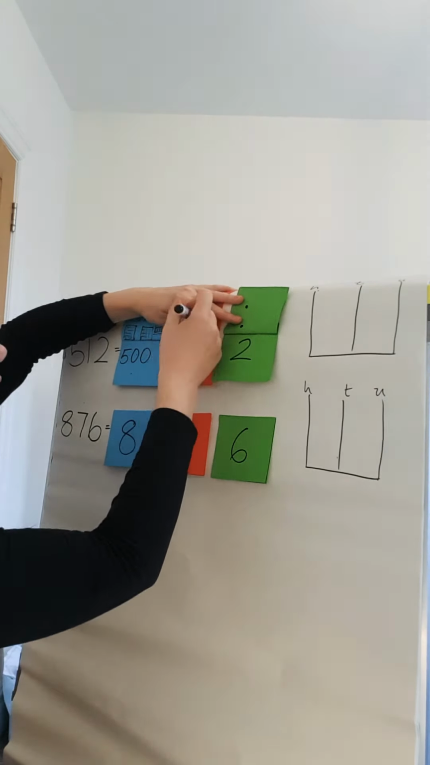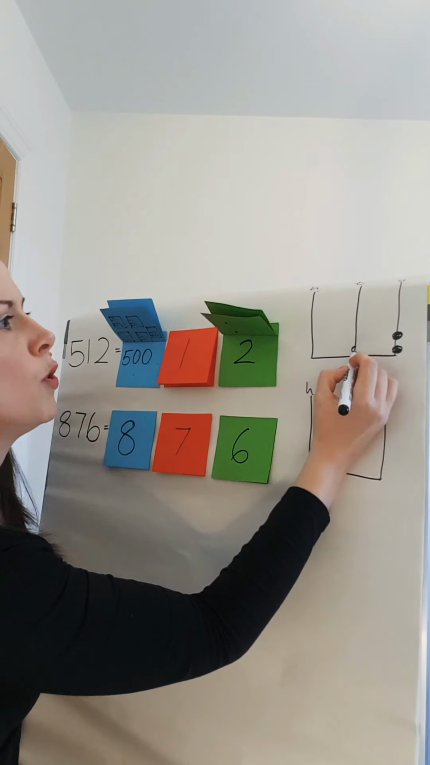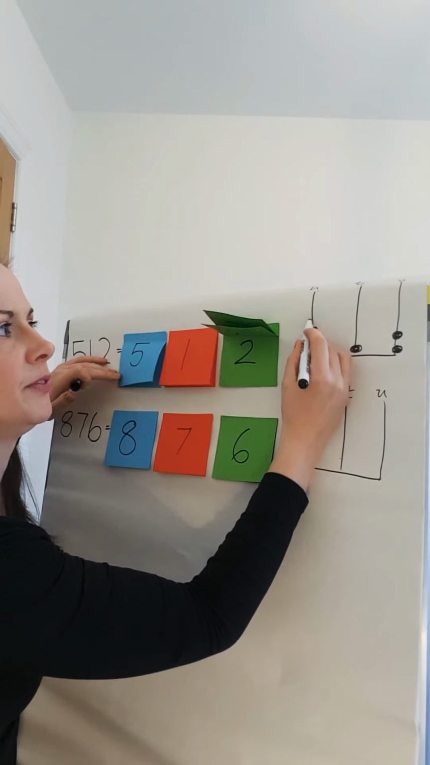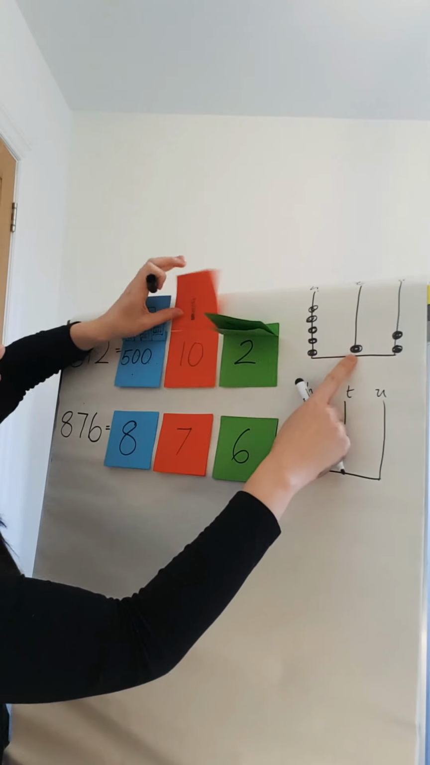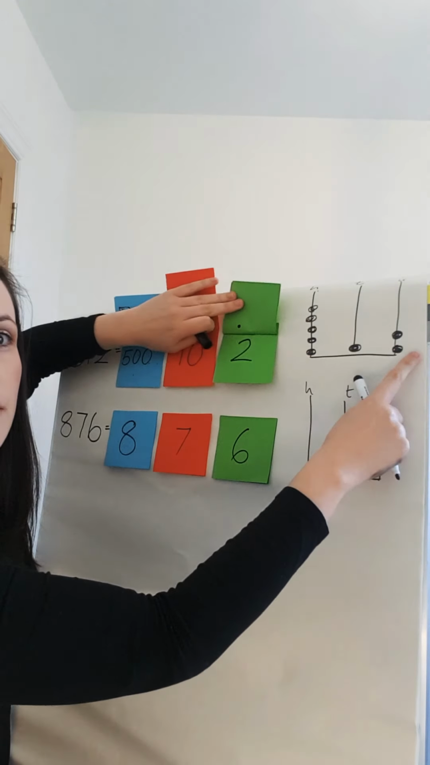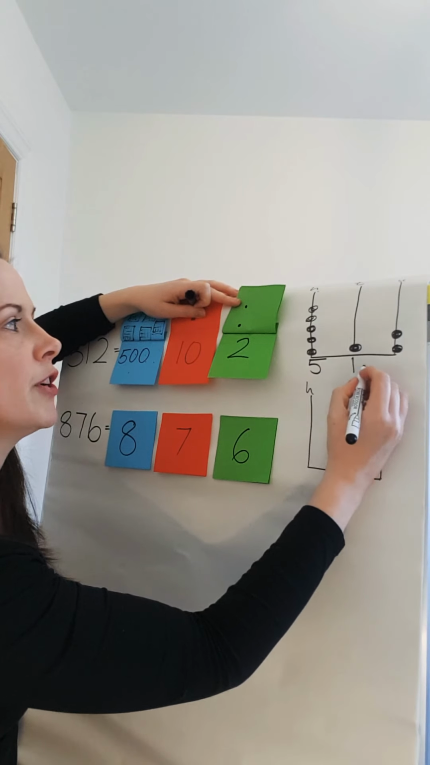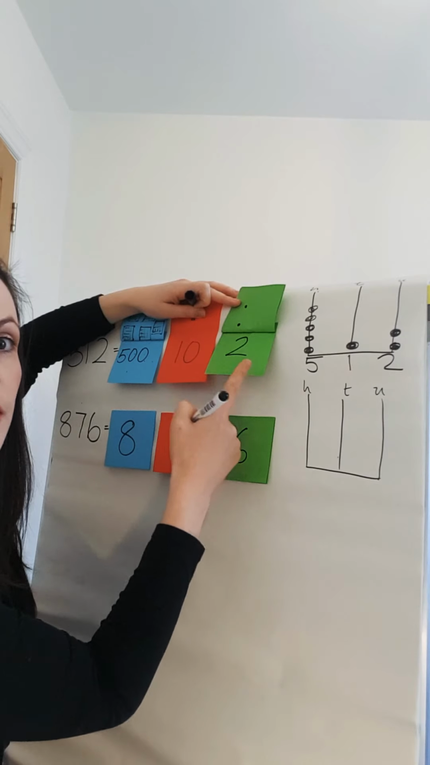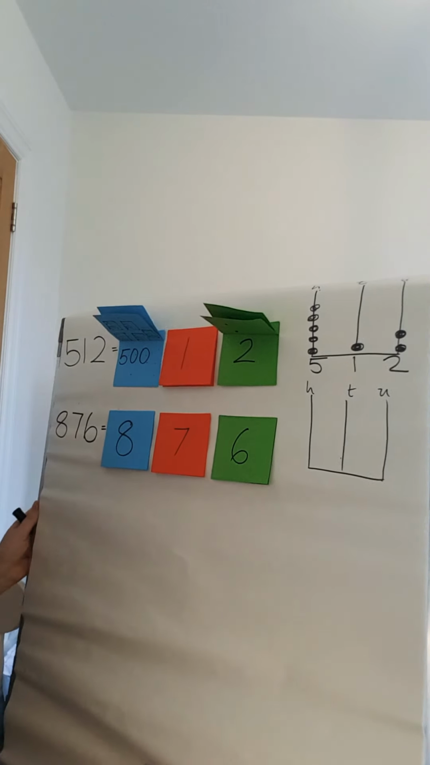Okay, and if we're drawing the abacus, that's 2 units, 1 ten and 5 hundreds. And the value of those is 500, a 10 and a 2. And if you add them all up together, you get 512. 510 and 2, 512. Okay, another one, a big one. I picked a big one.